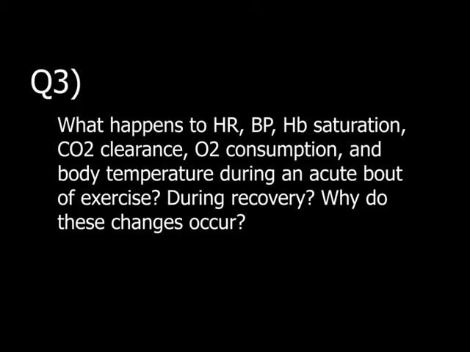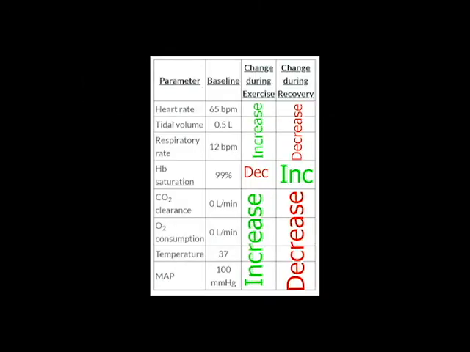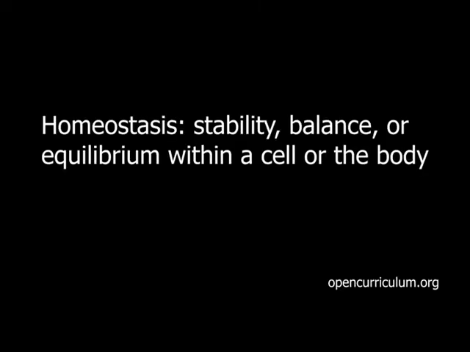Question 3 asks, what happens to heart rate, blood pressure, hemoglobin saturation, carbon dioxide clearance, oxygen clearance, and body temperature during an acute bout of exercise? What about during recovery? Why do these changes occur? Question 2 kind of already answers question 3, except for the why do these things occur? The primary reason is to maintain the body's homeostasis.